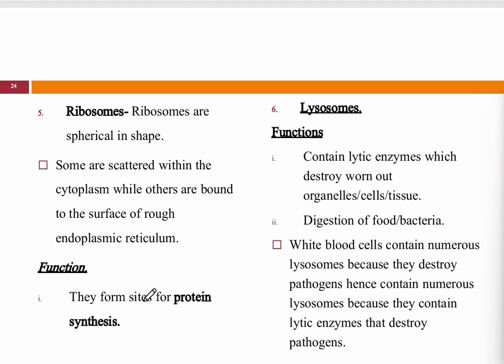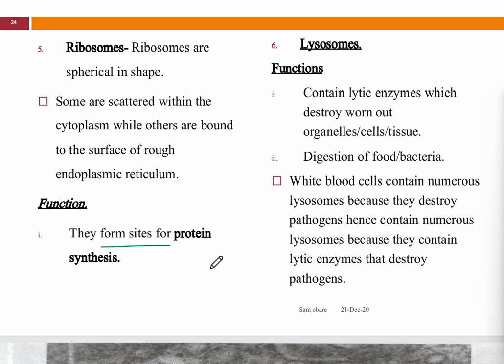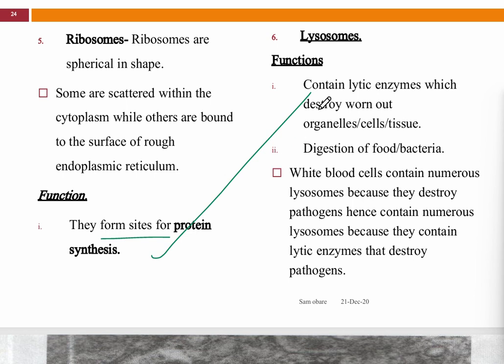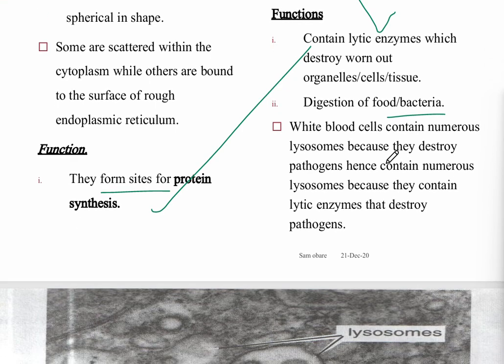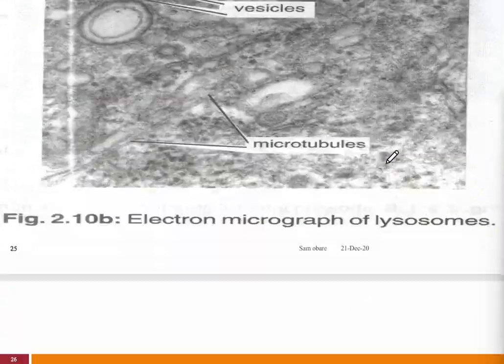Another thing is the ribosome. Its function is to form the site for protein synthesis, or to manufacture protein. Also, we have the lysosome. Its function is that it contains lytic enzymes which destroy worn out cells and worn out organelles. When a cell becomes worn out, it will be digested or destroyed by the lysosome. Also, this lysosome digests bacteria or pathogens.